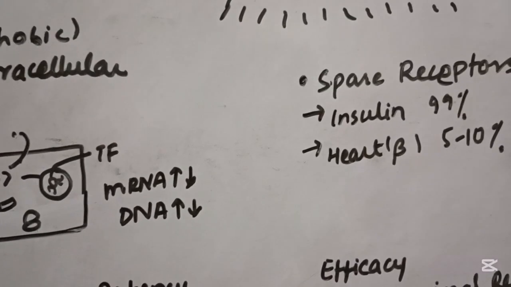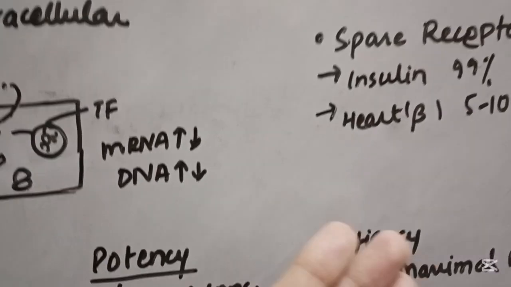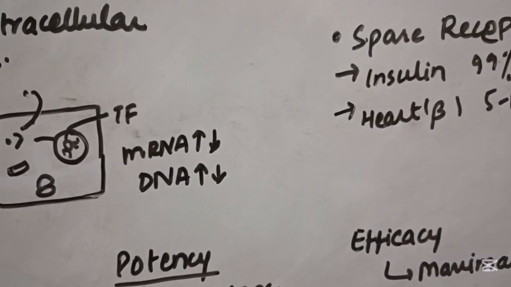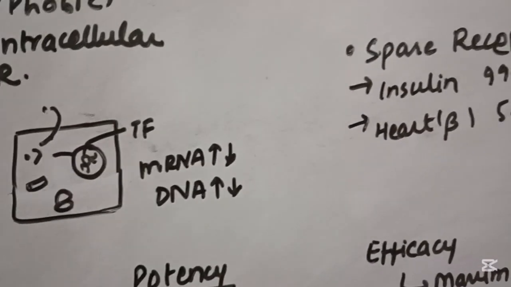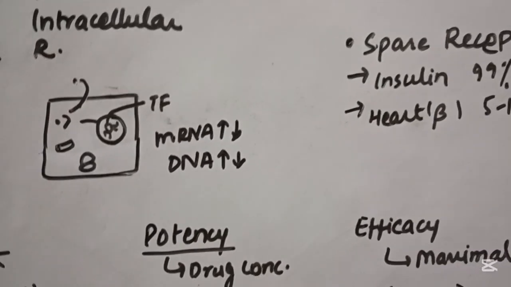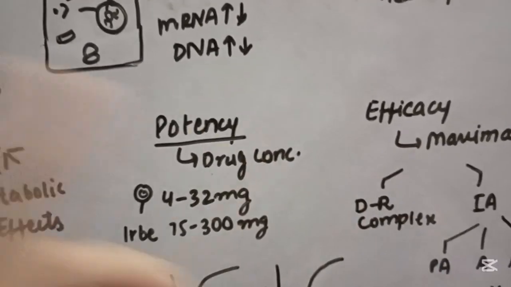That's important, because in the case of insulin we have 99% of receptors that are spare receptors, so the actual response occurs only by the binding of insulin molecules with the 1% of receptors. But in the case of the heart, the beta receptors, only 5 to 10% are spare receptors. Next, we have potency and efficacy.